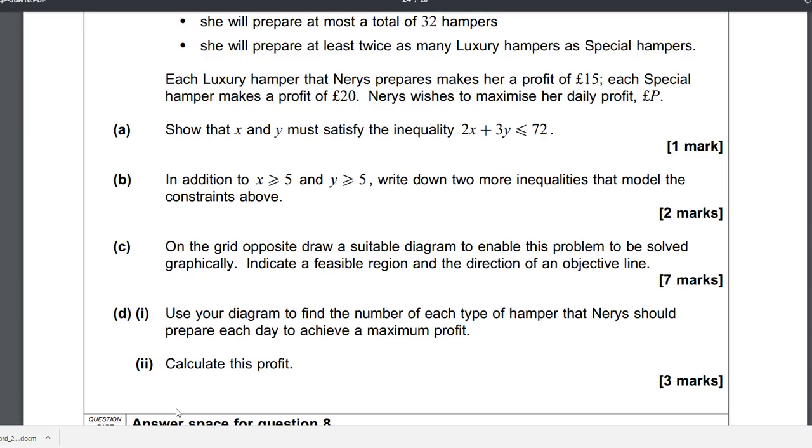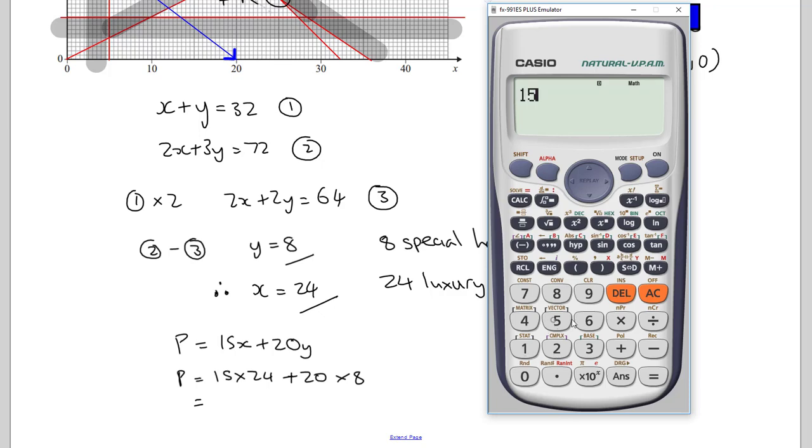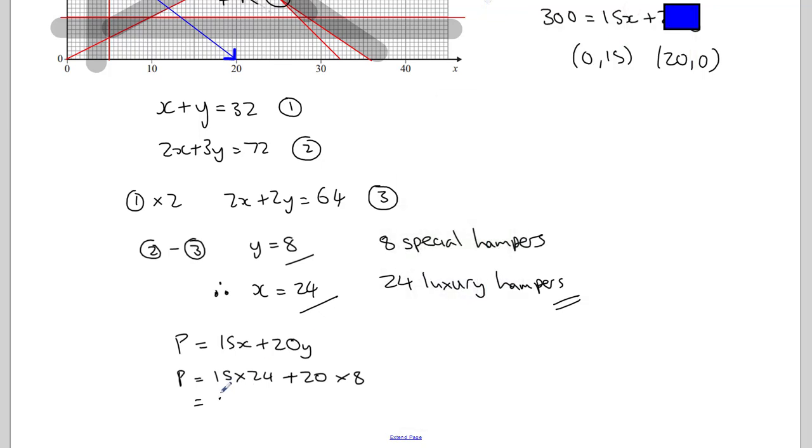Finally, in D part 2, we need to calculate this profit. So for this, go back to your original objective function, which says that p equals 15x plus 20y, and substitute in your values. This gives us p equals 15 times 24 plus 20 times 8, giving us a profit of £520.